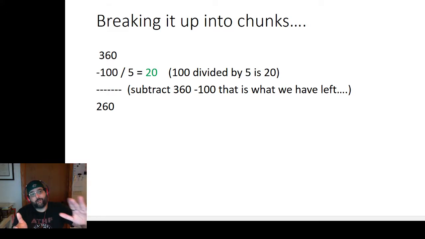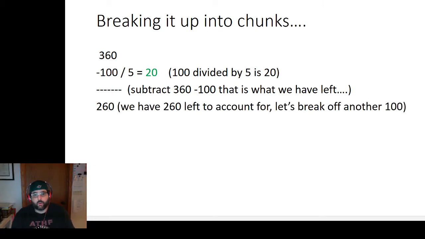And now we're going to take 100 off of our original number, 360. So 360 minus 100 is 260. That's the chunk we have left to divide. This all makes sense in the end. We take 100 out, we've got 260 left to account for. What's the biggest multiple of 5 we can think of that goes into 260? Well, 100, the one we took out before, is still less than 260.